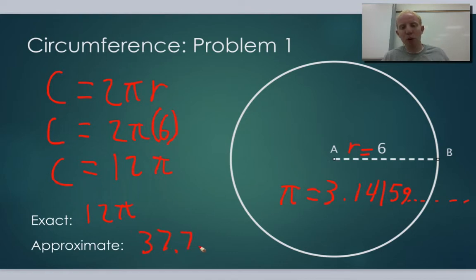That would be the approximate distance around that circle. It's not exact. It doesn't have all those digits of pi in it, so we can't report it as our exact answer. So we make those two distinctions. The circumference is exactly 12 pi in distance all the way around, but approximately it's 37.7. Every time you put your answer, you're going to put two answers: the exact answer, which still has the pi symbol in it, and your approximate answer, which is what you get when you multiply that out on your calculator.